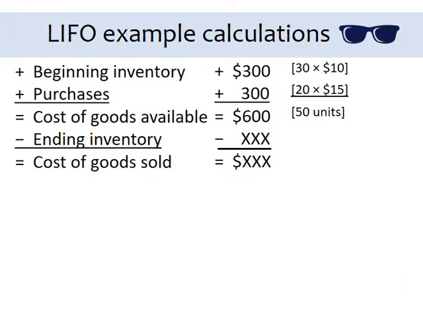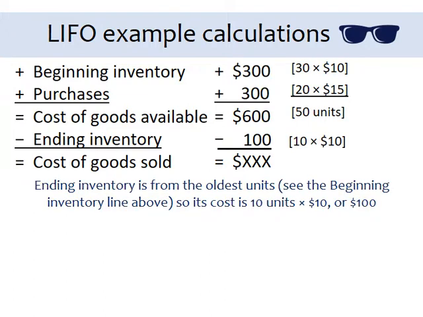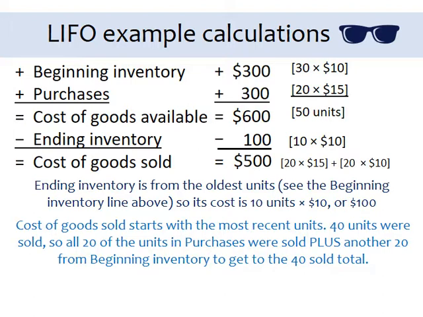Let's first start by calculating ending inventory using the LIFO method. Ending inventory is from the oldest units. See the beginning inventory line above. So its cost is 10 units times $10 or $100. Next, cost of goods sold starts with the most recent units. 40 units were sold, so all 20 of the units in purchases were sold, plus another 20 from beginning inventory to get to the 40 sold total.